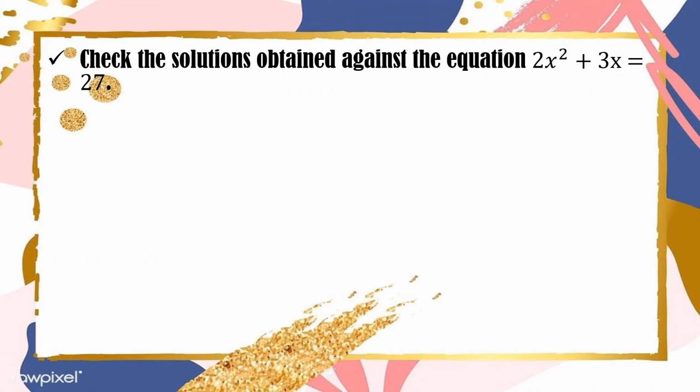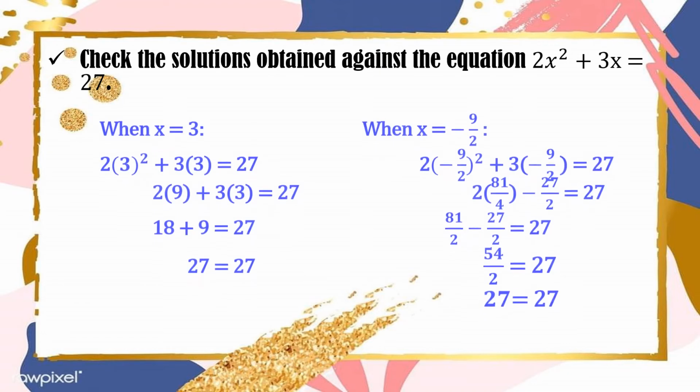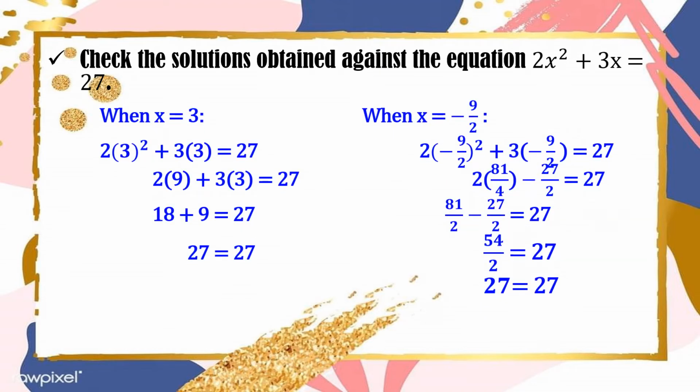Lastly, check the solutions obtained against the equation 2x squared plus 3x equals 27. When x equals 3, then it will become 2 times the quantity of 3 squared plus 3 times the quantity of 3 equals 27. So 3 squared equals 9, then 2 times 9 plus 3 times 3 equals 27. 2 times 9 equals 18, and 3 times 3 equals 9. So 18 plus 9 equals 27. So 27 is equal to 27.